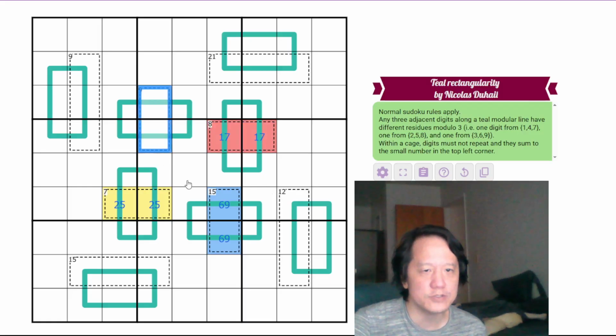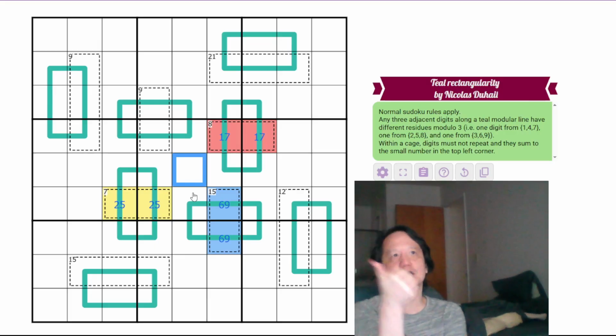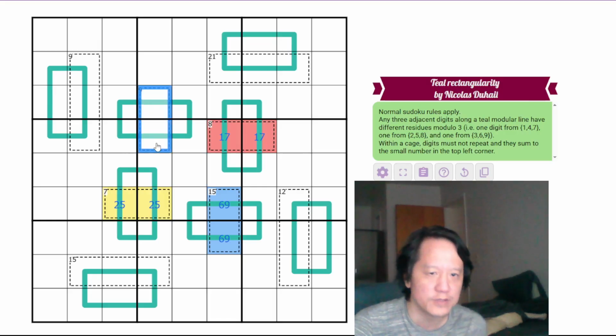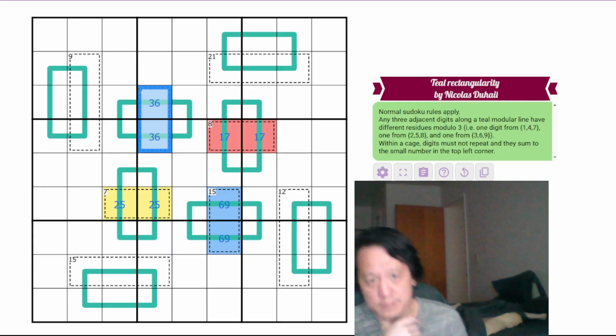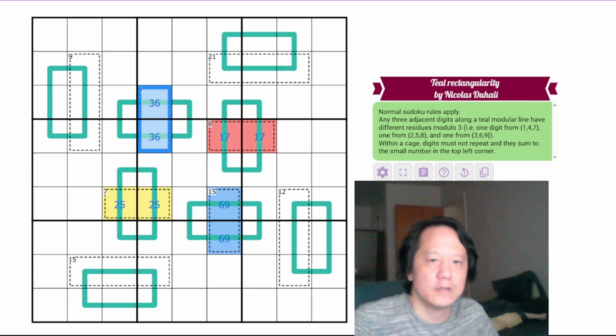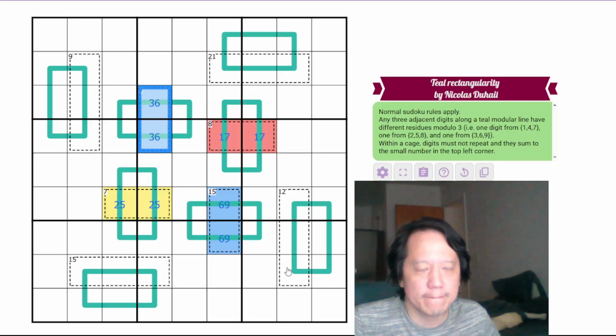And what about 2 digits adding up to 9? 1 and 8 is 1 modulo 3, 2 modulo 3. 2 and 7 is 2 modulo 3 and 1 modulo 3. 3 and 6 works, and 4 and 5 doesn't work. So this must be a 3-6 pair here. So we have 3 and 6. Okay, what does that mean?